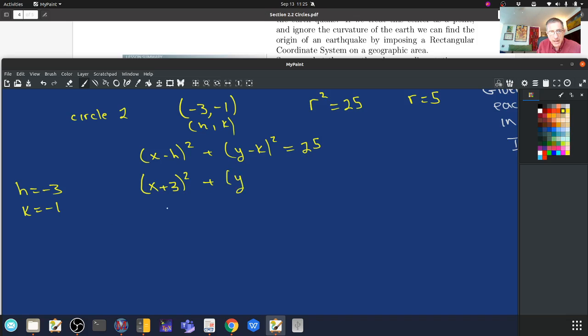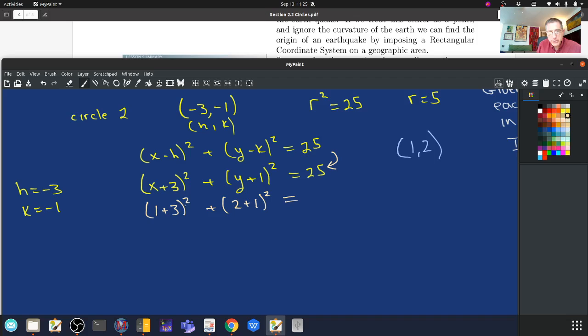And y minus a minus 1 is y plus 1. And that's squared, and that's equal to 25. Our test point that we want to test again is the exact same point, which is 1, 2. So I'm going to plug in x is equal to 1 and y is equal to 2.